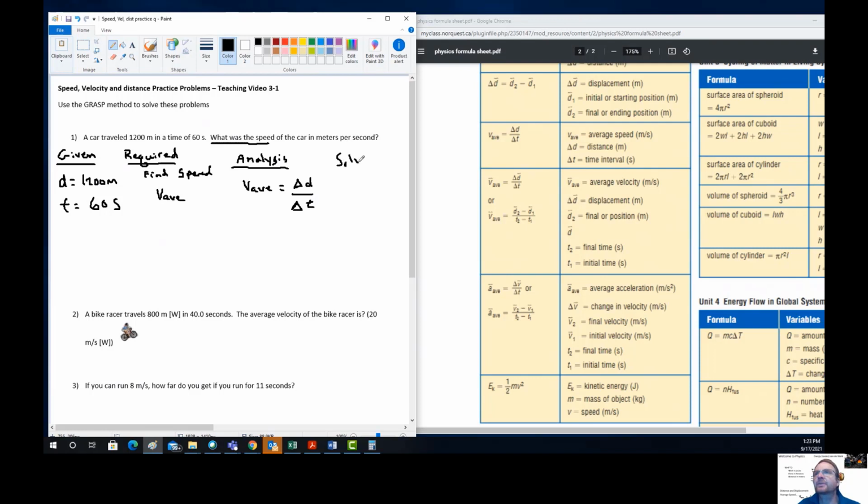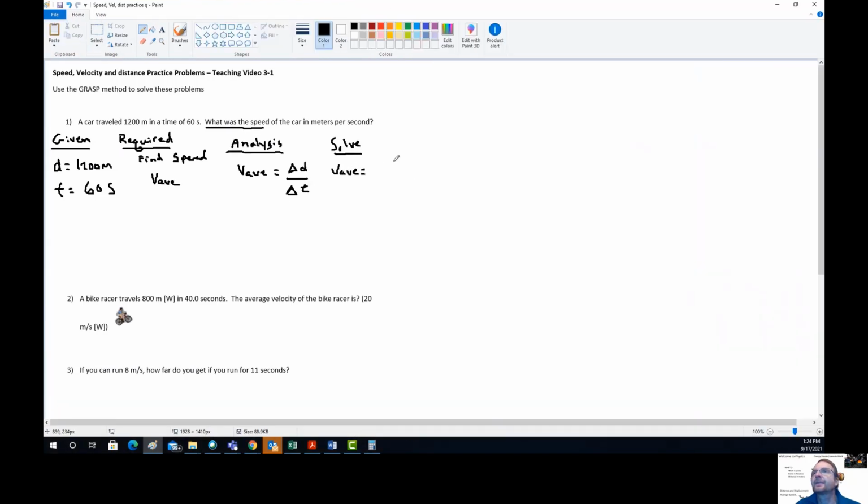Solve it. Plug in the numbers. Because we do have the distance, and that distance is indeed 1,200 meters. We do have the time, 60 seconds. Put the units, meters per second. Again, the divided by line means per.